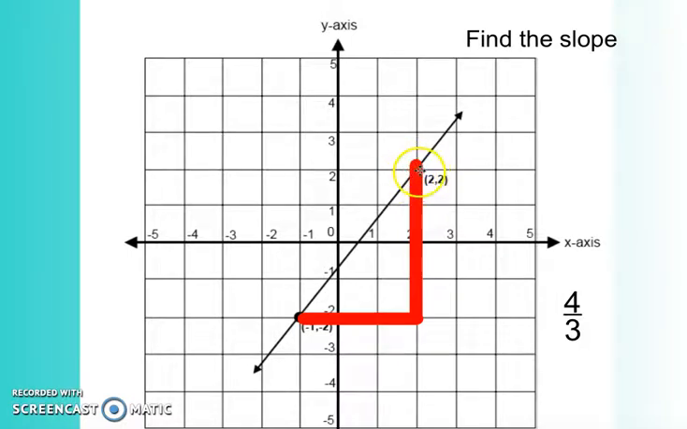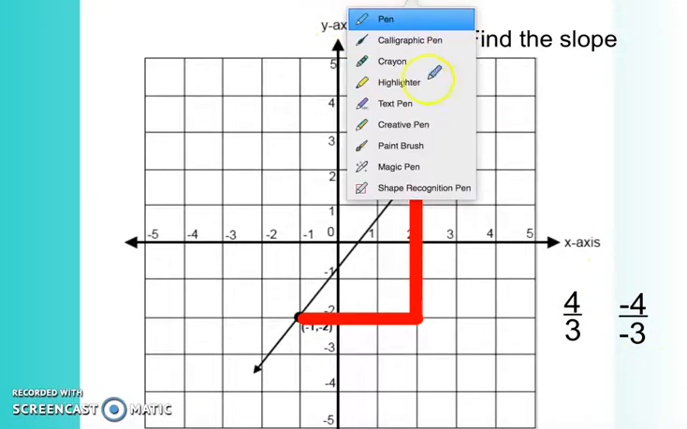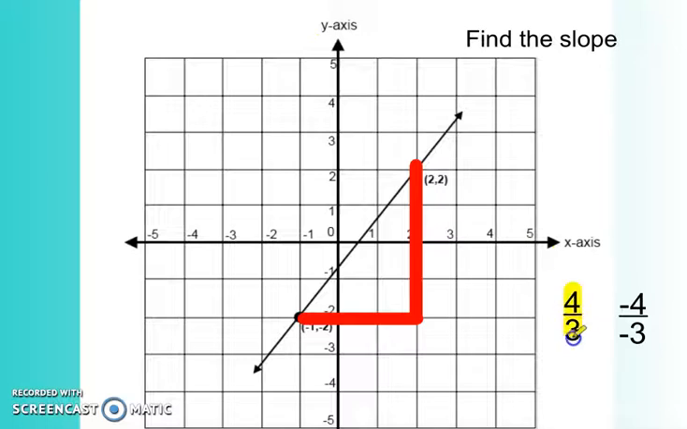Even if I decided to start at this point and go down 4 and left 4, this is what I would get. I would get negative 4, negative 4, and I would get negative 3. Well, when you have a negative divided by a negative, isn't that still positive? Yes. So simplified, no matter what, the answer would still be 4/3.